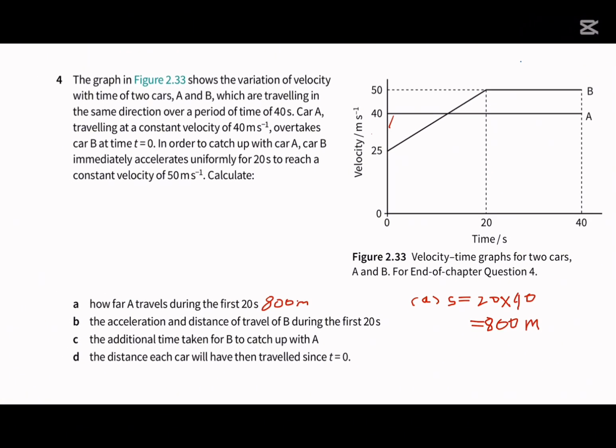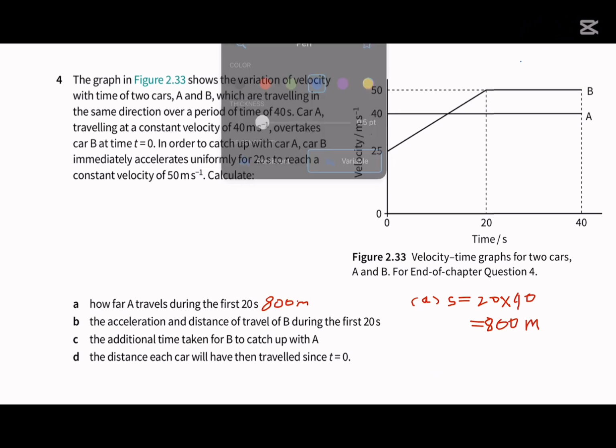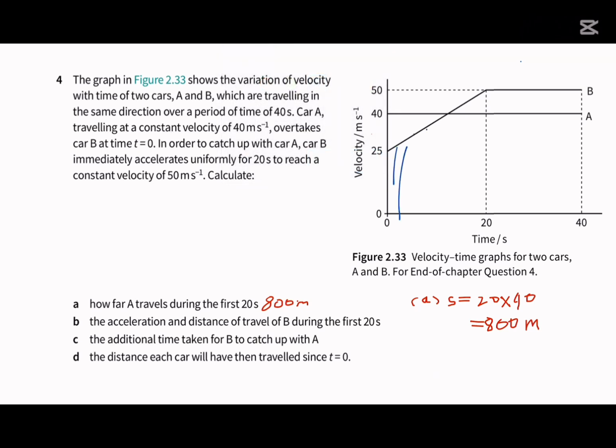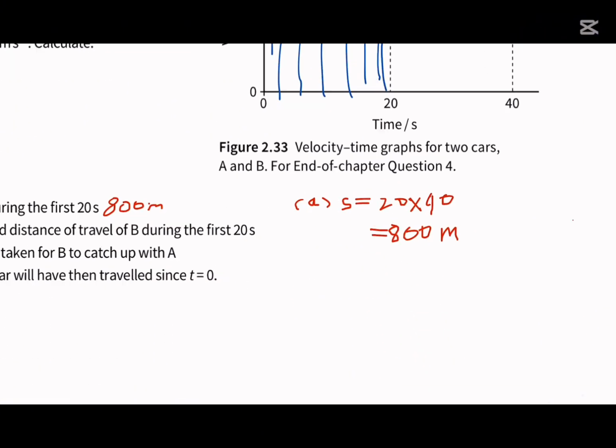Part B asks for the acceleration and the distance traveled by B during the first 20 seconds. So I have to find the acceleration right here and the distance of B. Let me use a different color. To find the distance, let's find the area under the graph here.